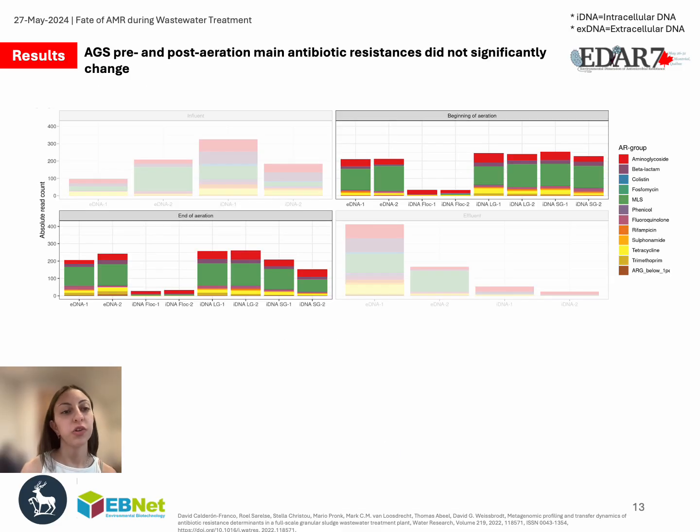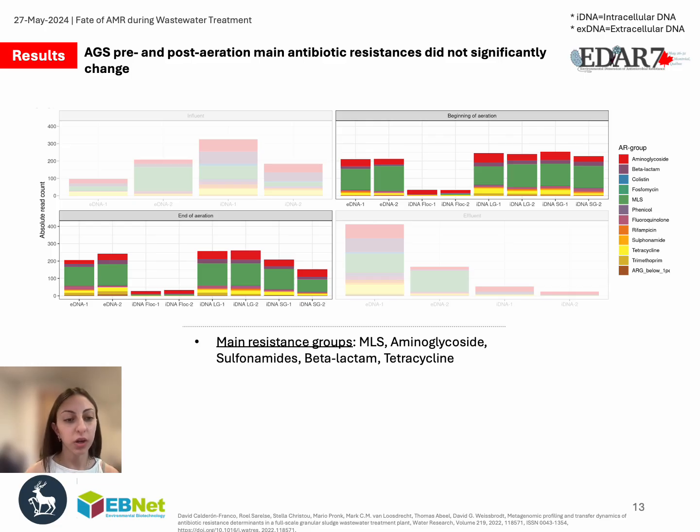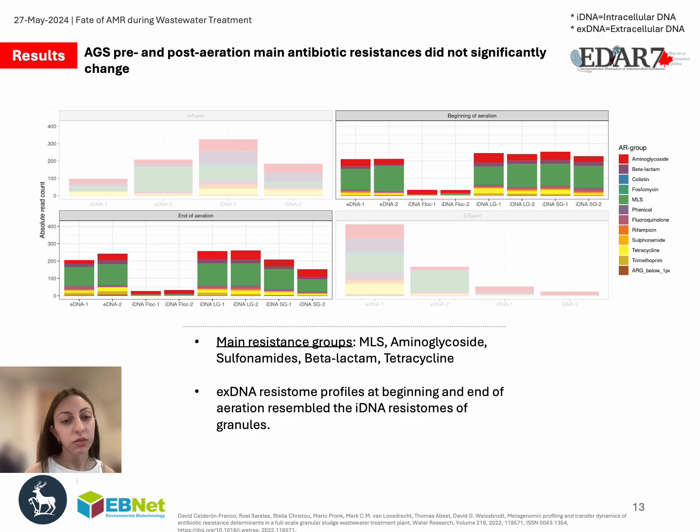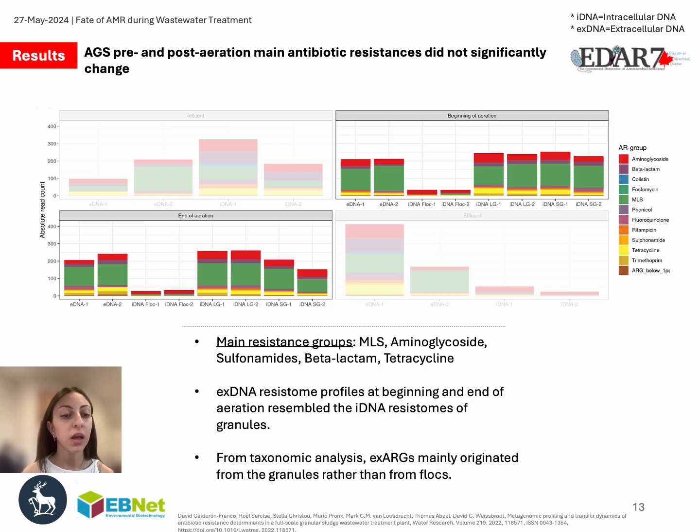The results of the metagenomic analysis indicated that in aerobic granular sludge, pre and post aeration main antibiotic resistances did not significantly change, and the main resistance groups were MLS, aminoglycosides, sulfonamides, beta-lactam, and tetracycline. The extracellular DNA resistance profiles at the beginning and end of aeration resembled the intracellular DNA resistance of the granules. And from the taxonomic analysis, it was shown that extracellular antibiotic resistance genes mainly originated from the granules rather than from the flocs.